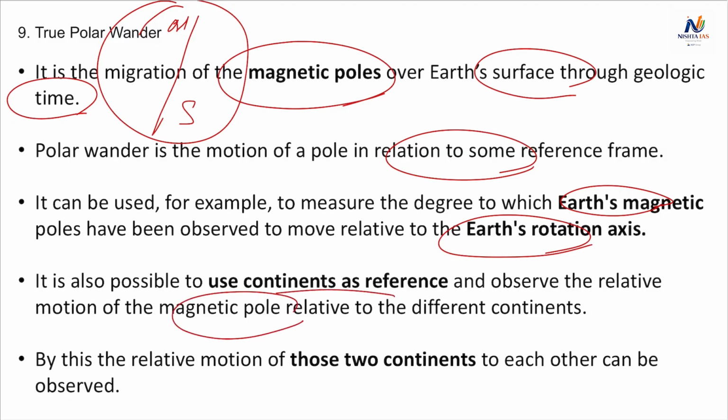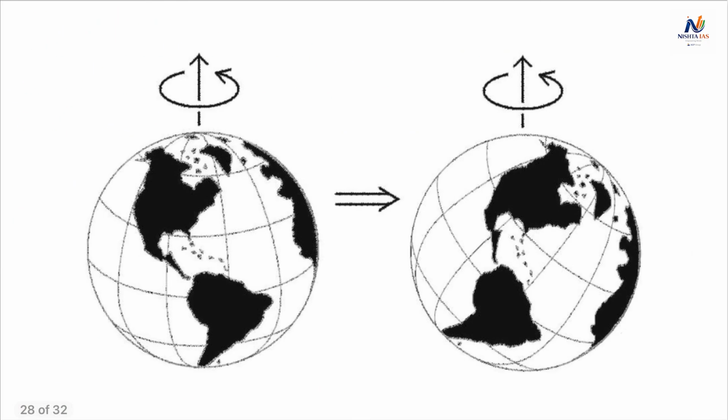And it is also possible to use the continents as references and observe the relative motion of magnetic poles. By using the movement of the continents or the continental drift also, we can see how the magnetic poles are moving. And the motion of the magnetic poles will also give us information about the movement of continents and how the continents are moving towards each other. That information also we will get. That means overall we can get geologically significant information, that is how the magnetic north and south pole is moving and how other continents are moving and how the continental drift is happening.